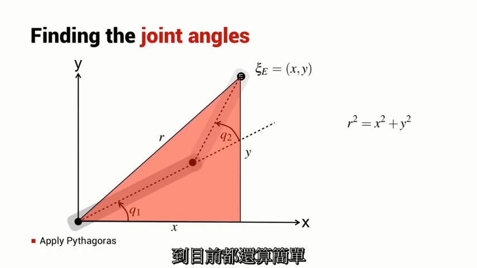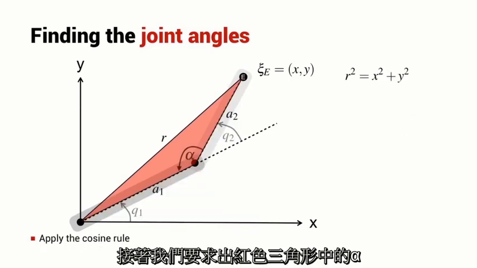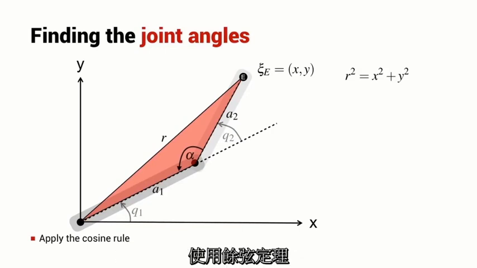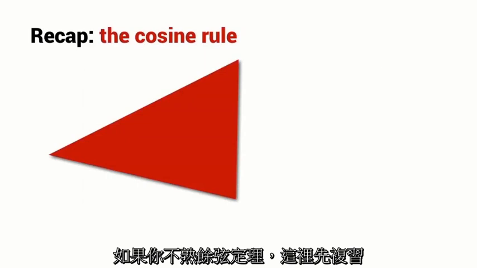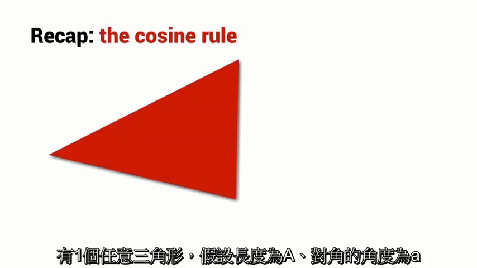So far, so easy. Now we're going to look at this triangle highlighted here in red, and we want to determine the angle alpha. In order to do that, we need to use the cosine rule. And if you're a little rusty on the cosine rule, here's a bit of a refresher. We have an arbitrary triangle. We don't have to have any right angles in it.